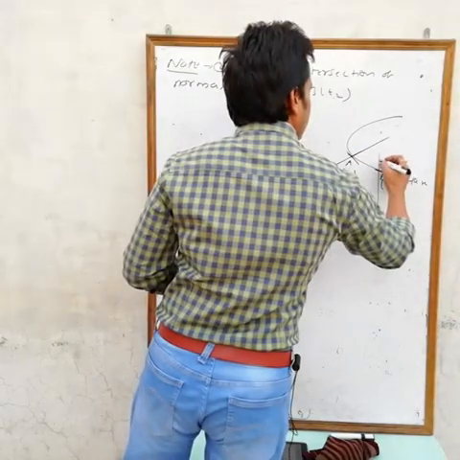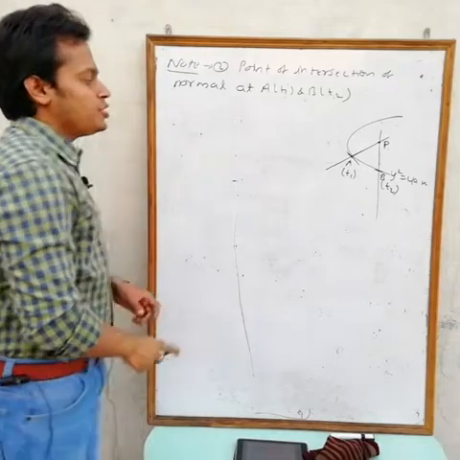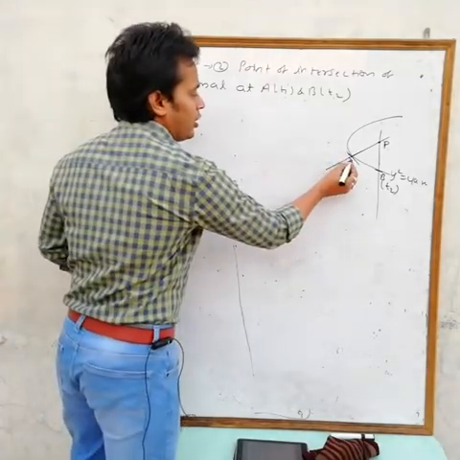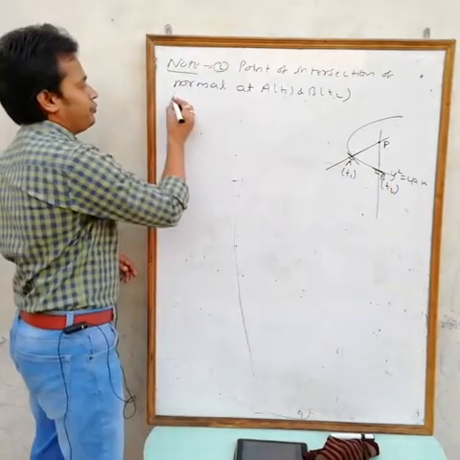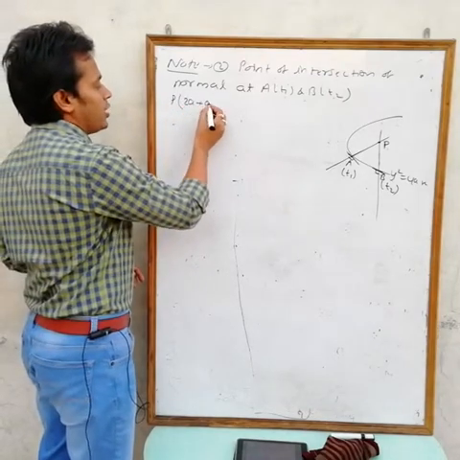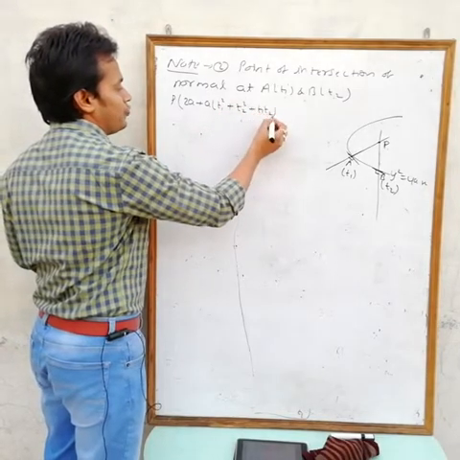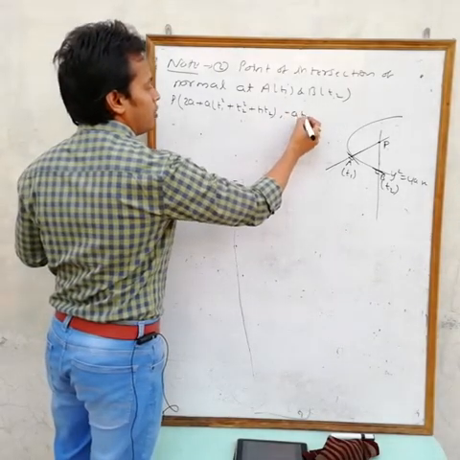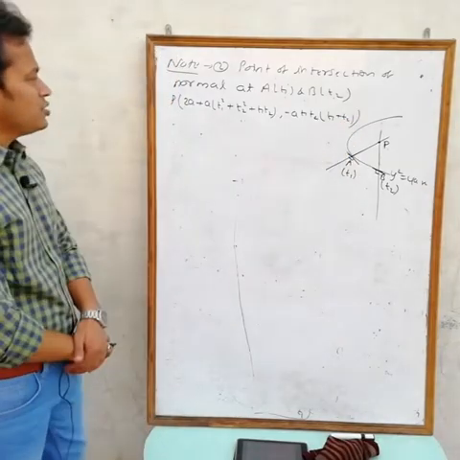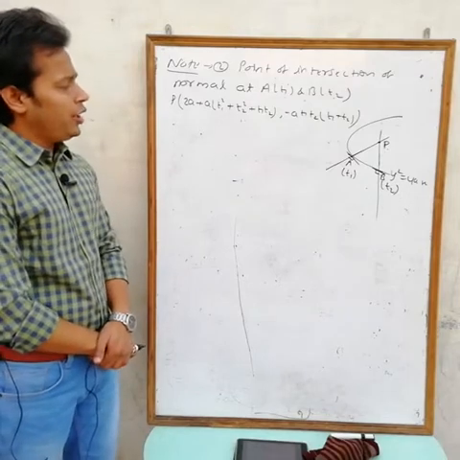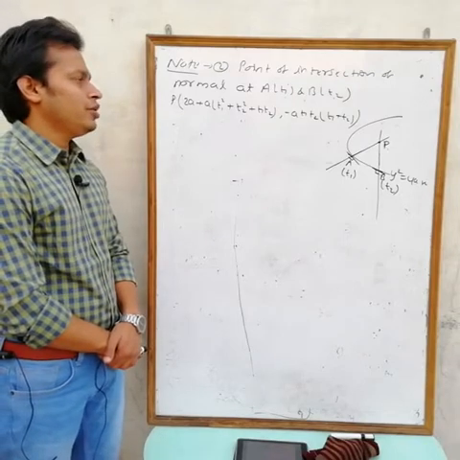Then these normals will intersect at some point. Suppose this is the point P. P is the point of intersection of the normals at A and B. Now the coordinates of P are (2a plus a(T1 square plus T2 square plus T1 T2), minus a T1 T2 (T1 plus T2)). This is the formula for the point of intersection of normals at A and B.